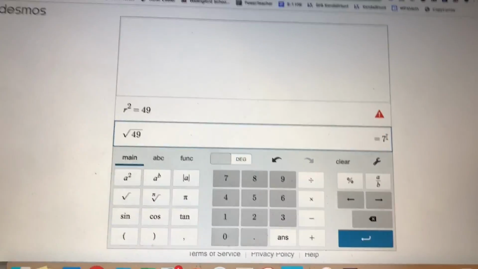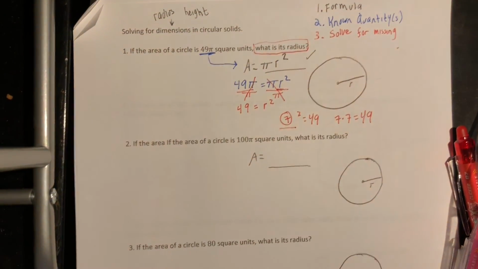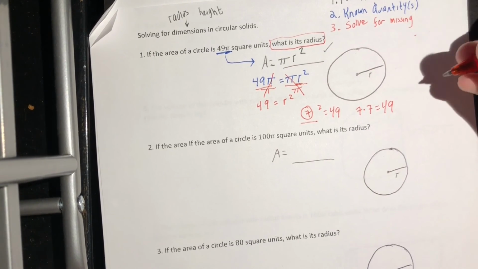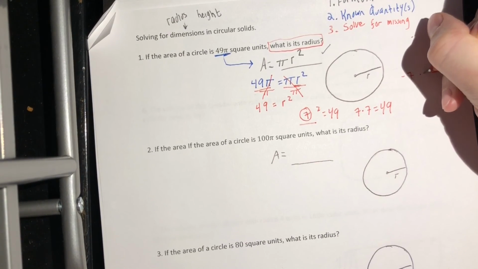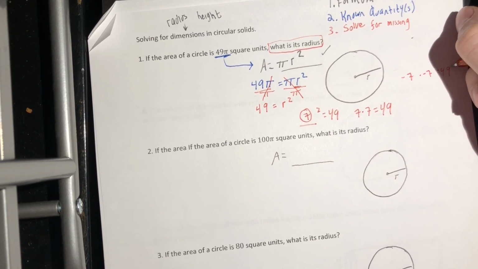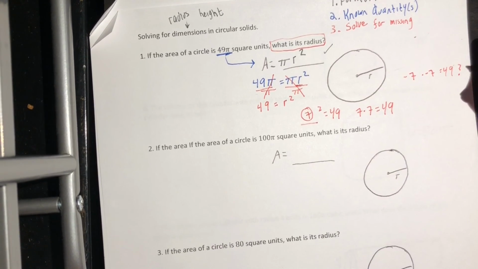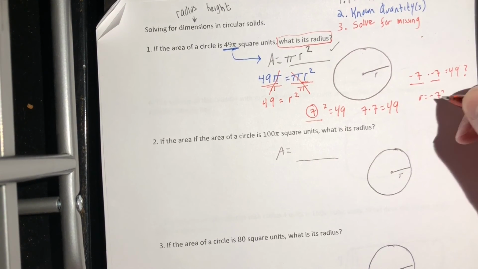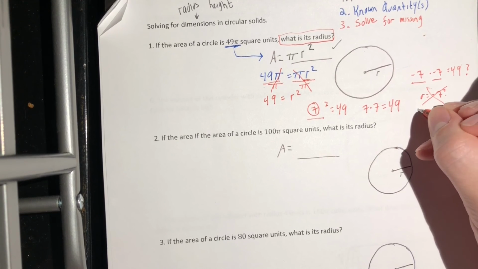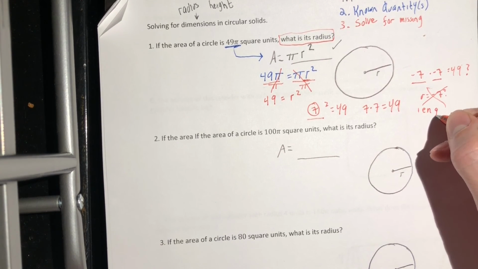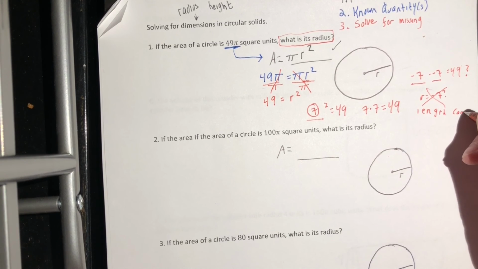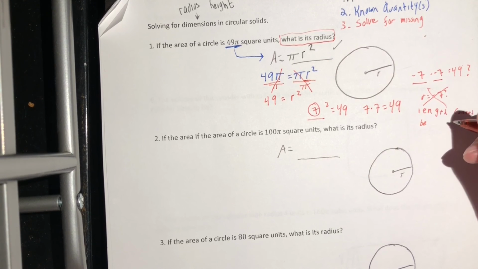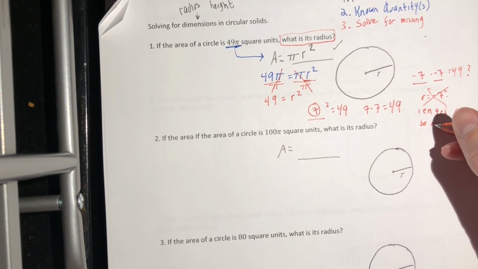I might also be thinking, doesn't negative 7 times negative 7 equal 49 too? Wouldn't that work? And yeah, it does. But really, length cannot be negative, so we have to deal with just the positive numbers. You will have to use a calculator at some point because some of these will be ugly numbers, possibly.